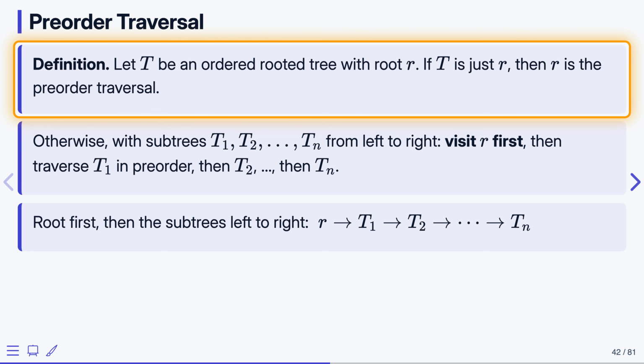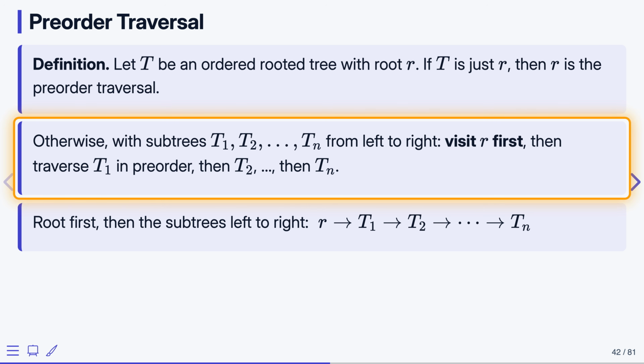Now preorder in full. Let T be an ordered rooted tree with root R. The first part is the stopping case. If the tree is just the single dot R, then the traversal is simply R. Nothing more to do.